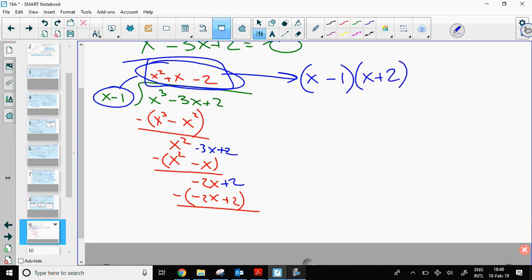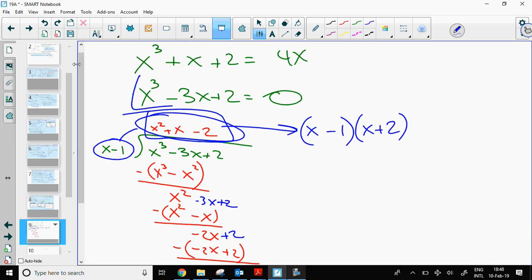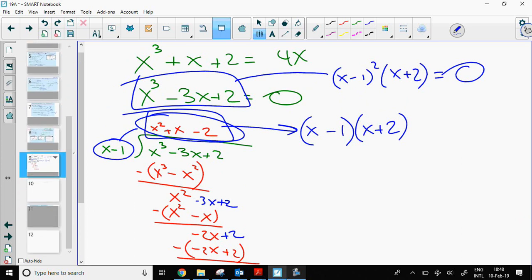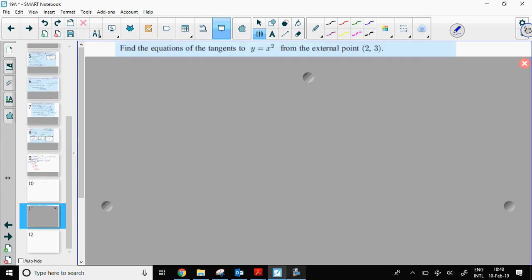So it turns out that our original cubic is just equal to x minus 1 squared times x plus 2. And right there we've got our answers where they intersect. It's 1 or -2, and -2 is the answer that we're looking for in this problem. So that was pretty cool, right? Maybe. Next, this one's definitely very different, right?